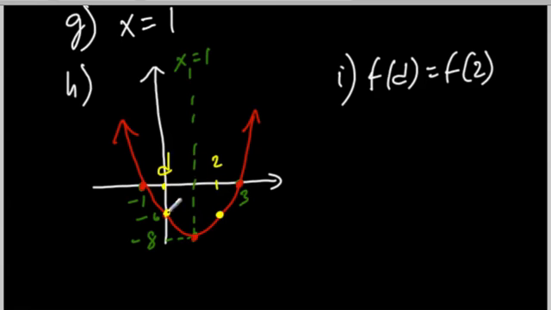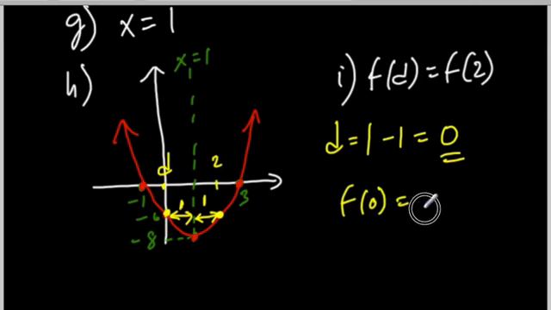Remember, if we want to find the symmetrical point, it has to be the same distance away from the axis of symmetry. Our axis of symmetry is 1. This point is 2, so the distance between 1 and 2 is 1. So the other point has to also be a distance of 1 away from 1, to the left. So it's 1 minus 1, which is 0. So d is equal to 0. In other words, f(0) is equal to f(2).